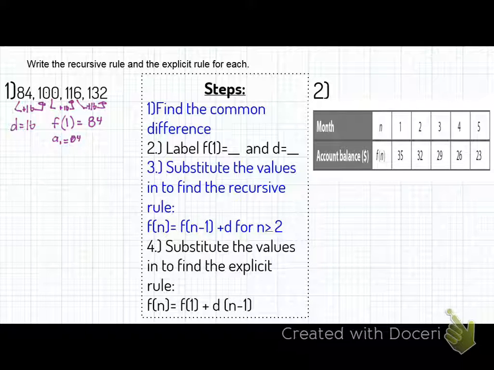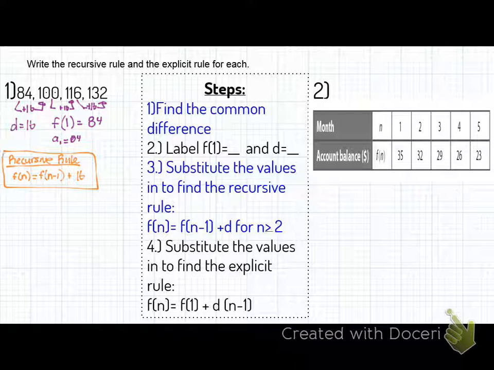So now we're going to go to step 3, substitute the values in to find the recursive rule. We're going to write this down. We've got f of n. We're saying any number in this sequence is going to be f of n is equal to f of n minus 1 plus d. In this case, our difference, or d, is 16. So we're going to add 16 here. Okay, and that's our recursive rule.